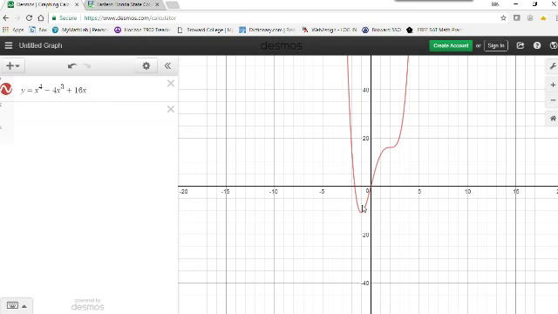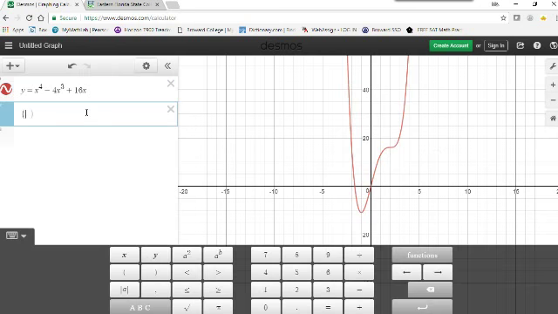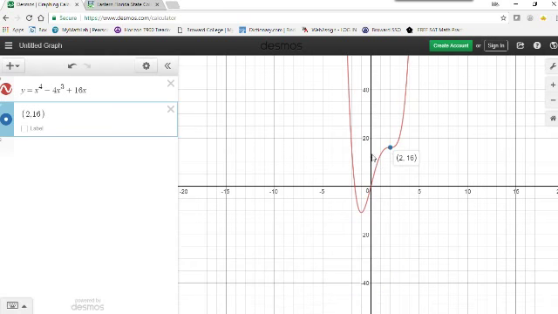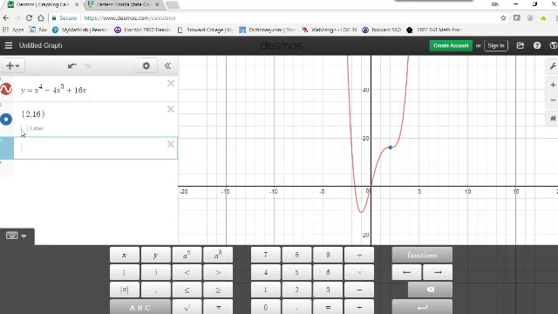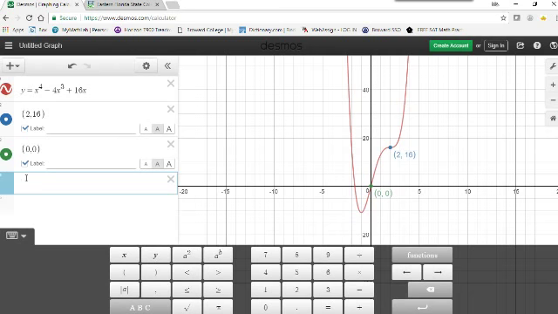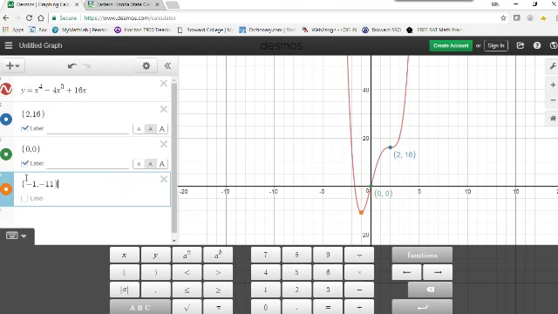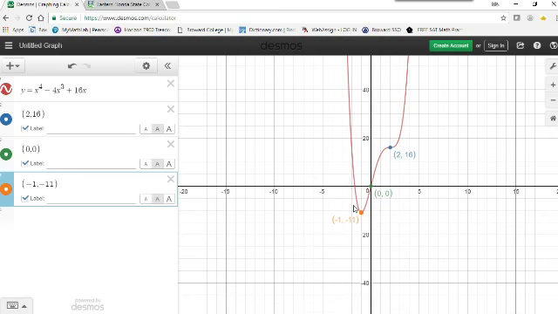But you see how it's concave up until 0, and then it's concave down until 2, and then concave up again. And the important points that we labeled, let's see, there was 2, 16. You just type it over here. Okay, there's the point (2, 16). And we're also interested in (0, 0). And we also were interested in (-1, -11).